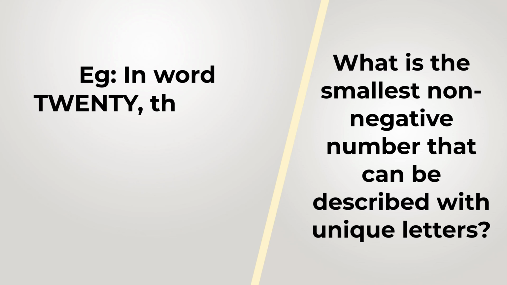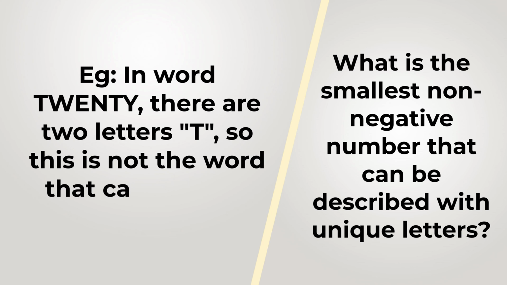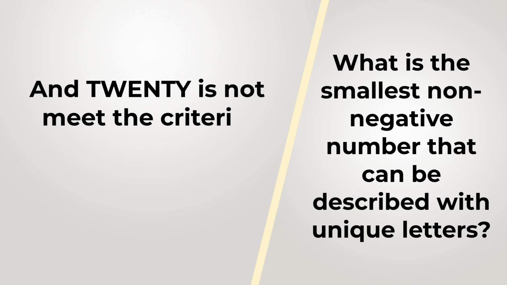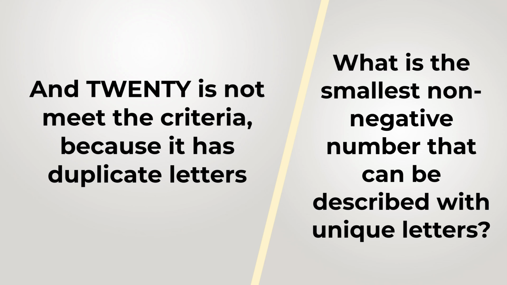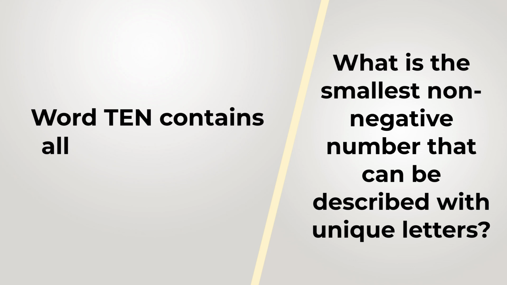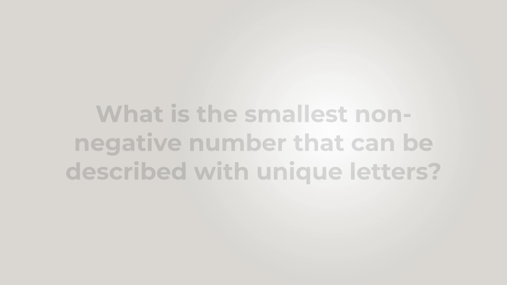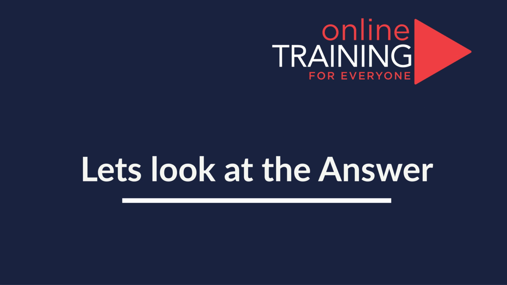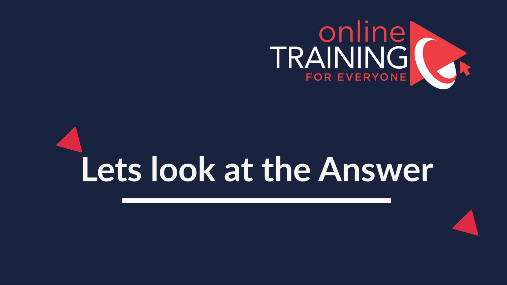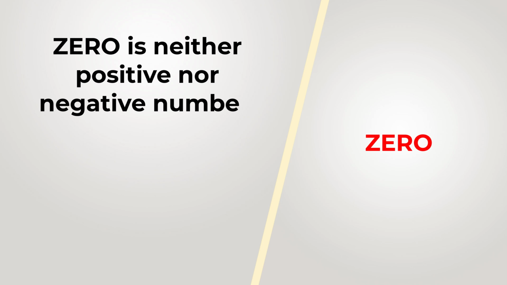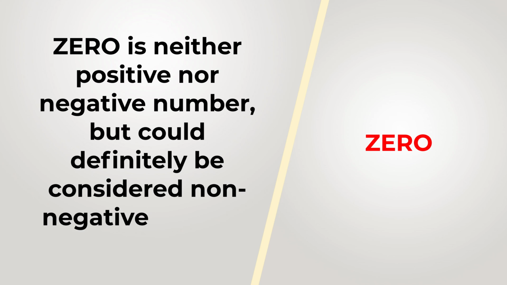For example, in the word twenty, there are 2 letters T, so 20 does not meet the criteria because it has duplicate letters. On the other hand, the word ten contains all unique letters. So the question is, what is the smallest non-negative number that can be described with unique letters? A lot of times people get the answer 1, and this might be true because 1 is positive and all letters are unique. But the actual answer to this question is 0, because 0 is neither a positive nor a negative number, but can definitely be considered a non-negative number. So the correct answer here is 0.